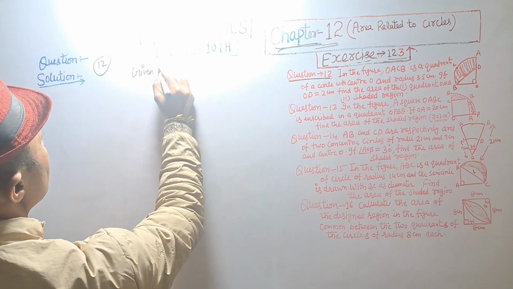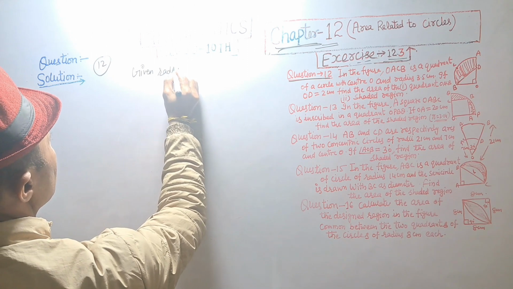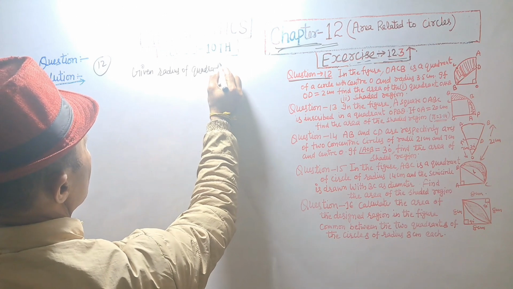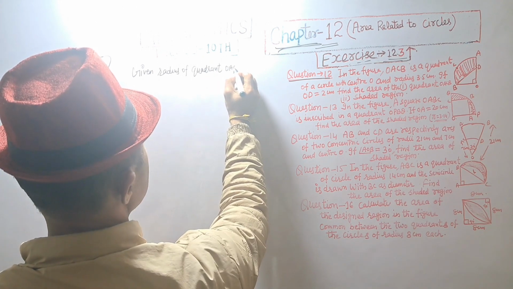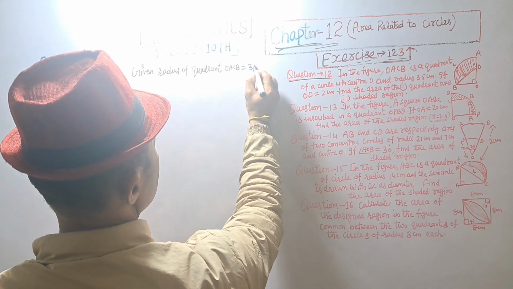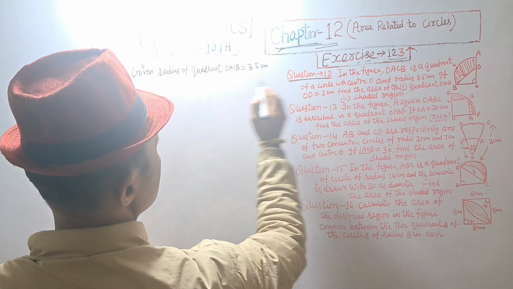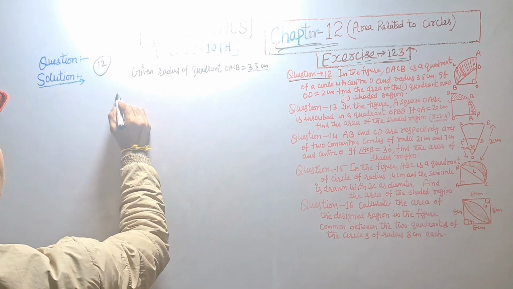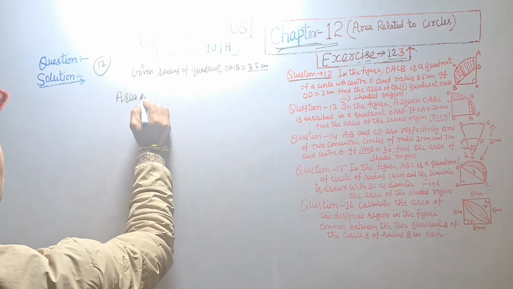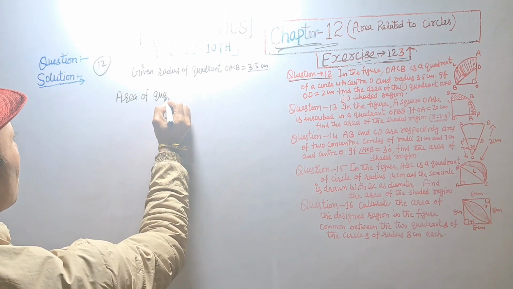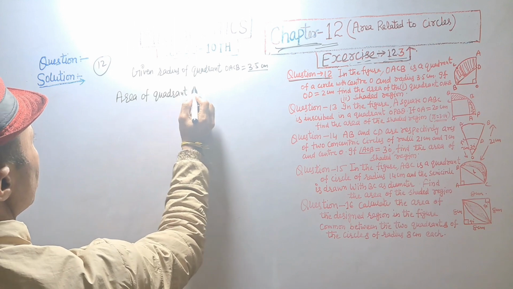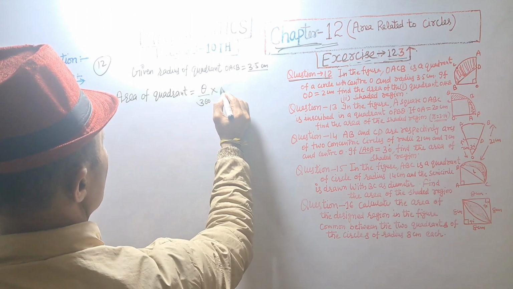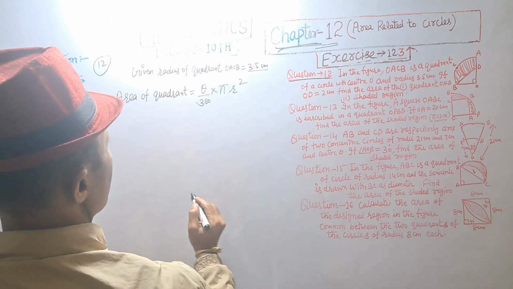Given: radius of quadrant OACB is equal to 3.5 centimeter. Area of quadrant is equal to theta upon 360 into pi r square.